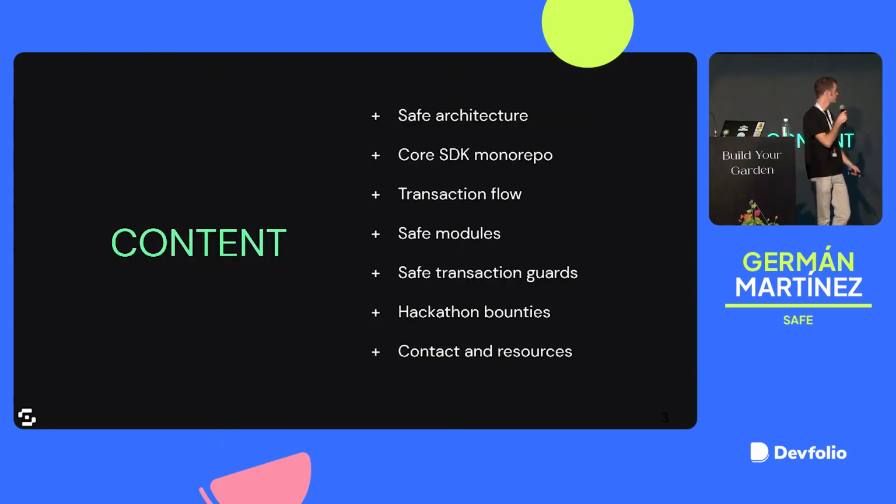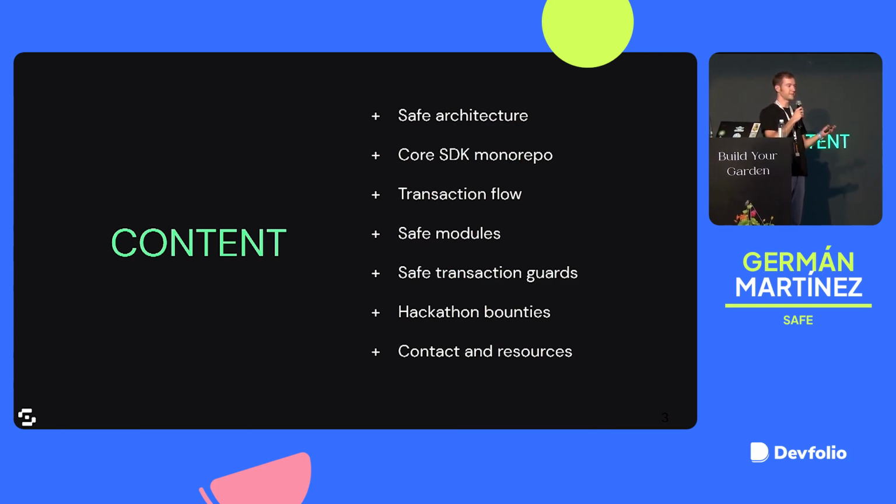So the content we'll be covering today is an overview of the Safe architecture. We're going to see the Safe Core SDK monorepo that is available on GitHub, and how the transaction flow works on the Safe, where multiple signers need to sign a transaction. Then we are going to talk about the Safe modules and how they can expand the functionality of a Safe. Also Safe transaction guards, how they can check or add some constraints to the transactions that are being executed.